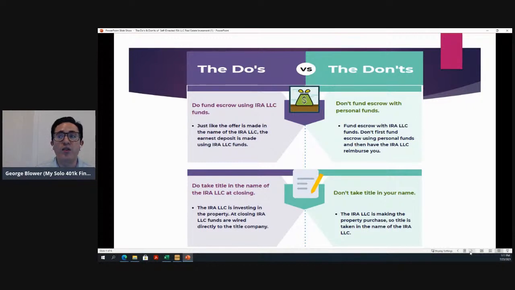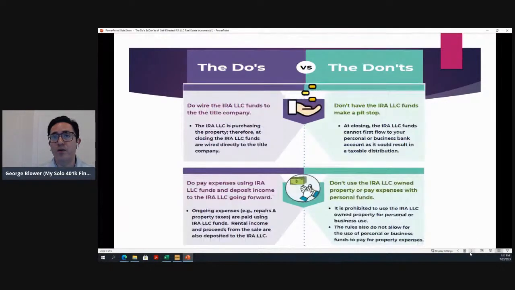So don't take title in your name. Don't have the funds wired through your personal account. Again, the IRA LLC is the entity that's buying the property, so it needs to take the title. The funds would go directly from the LLC account over to the title company.